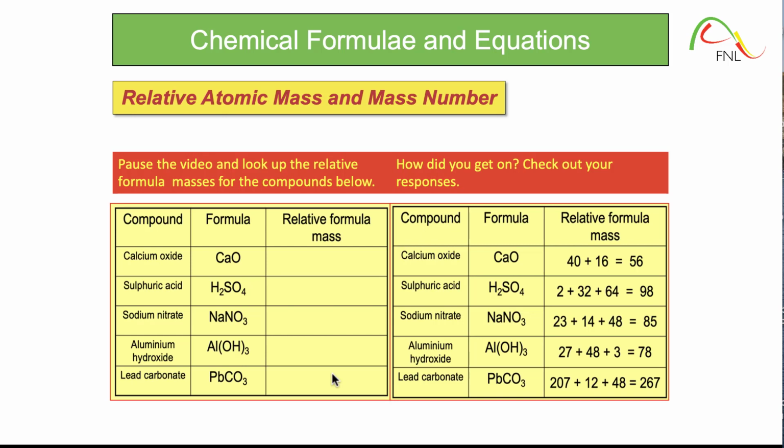How'd you get on? Well, so look, calcium oxide, CaO, 40 plus 16 makes 56. Sulfuric acid, H2SO4, 2 plus 32 plus 64 makes 98. Sodium nitrate, NaNO3, 23 plus 14 plus 48 makes 85. Aluminium hydroxide, careful of that bracket there, 27 plus 48 plus 3 makes 78. And lead carbonate, PbCO3, 207 plus 12 plus 48, 267. How'd you get on? Hopefully you got 5 out of 5.